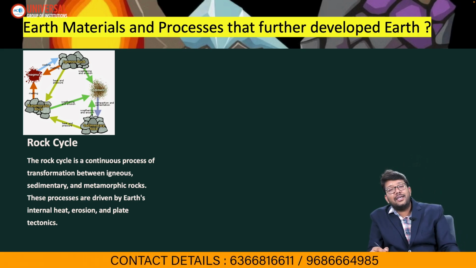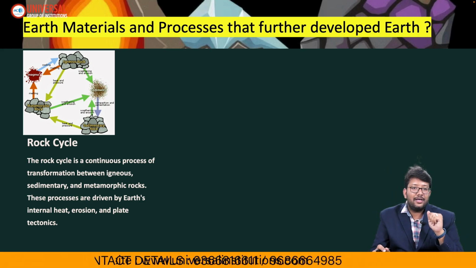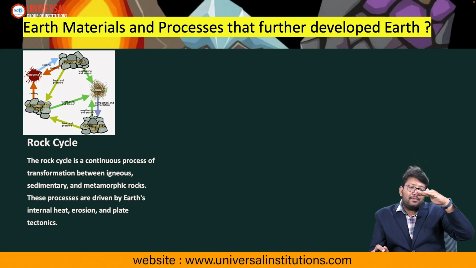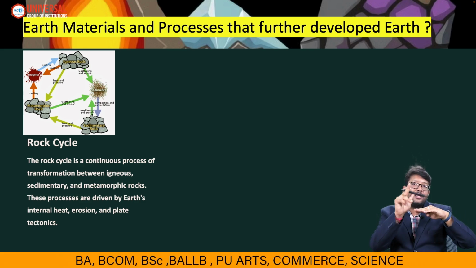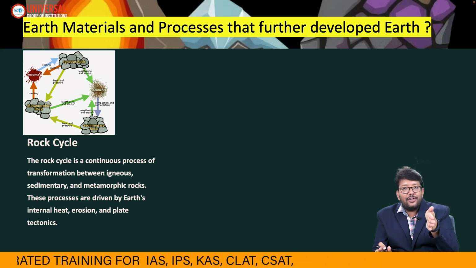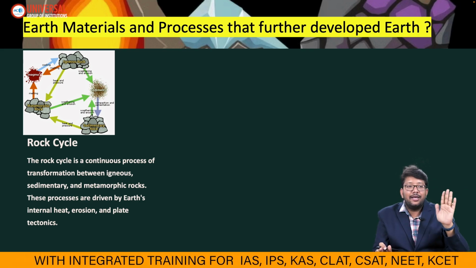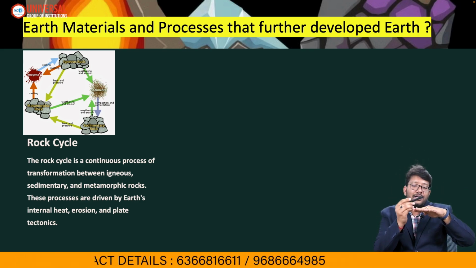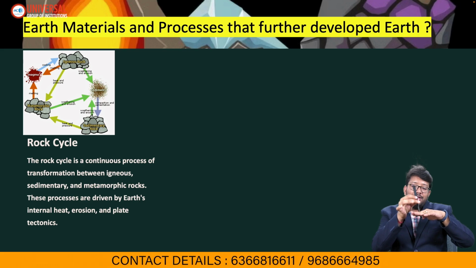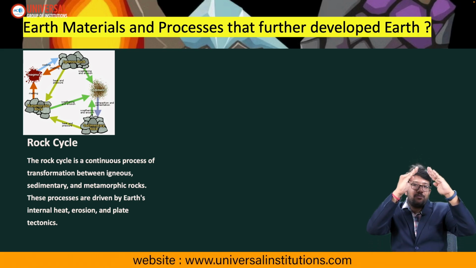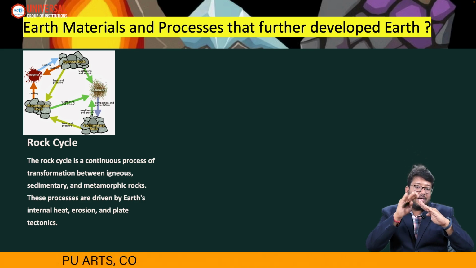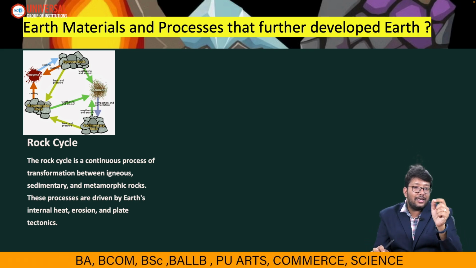There are 3 types of rocks: igneous, sedimentary, and metamorphic. As long as the molten rock is below the surface, it is called magma. The moment it comes out, it is called lava. The difference between lava and magma is this only. The moment lava comes out and is here, it will solidify. That's why volcanic mountains form. So this is lava. The first rock is igneous rock.